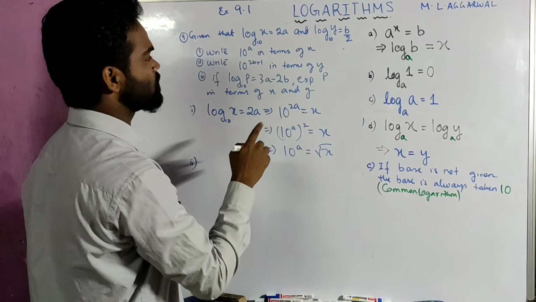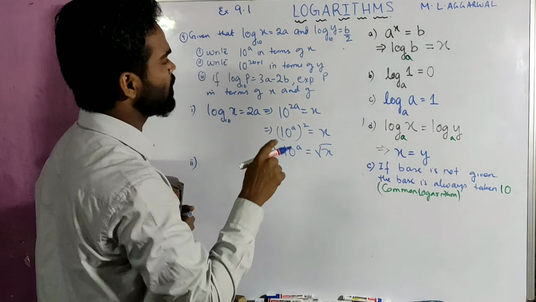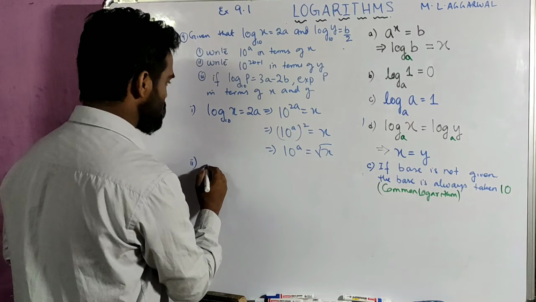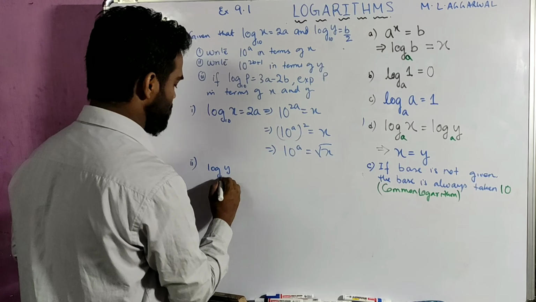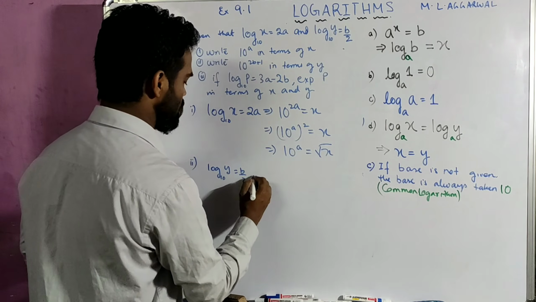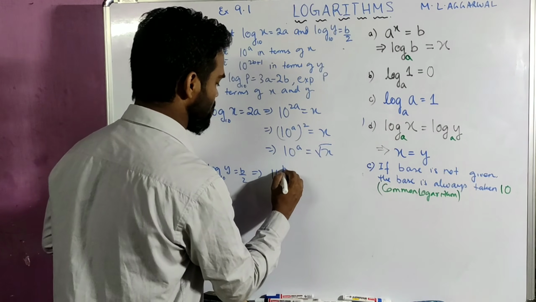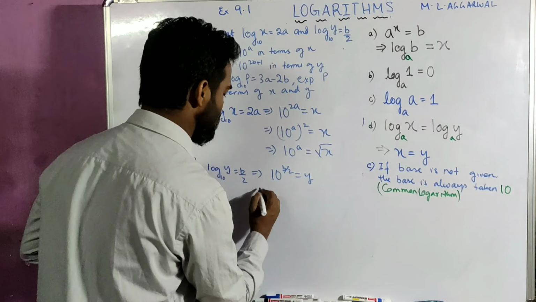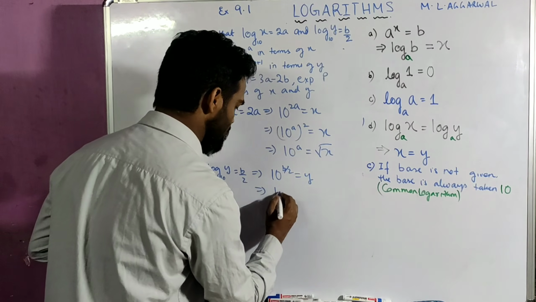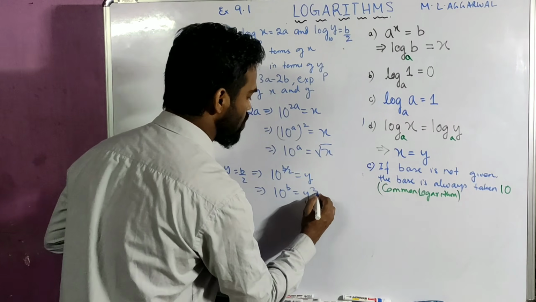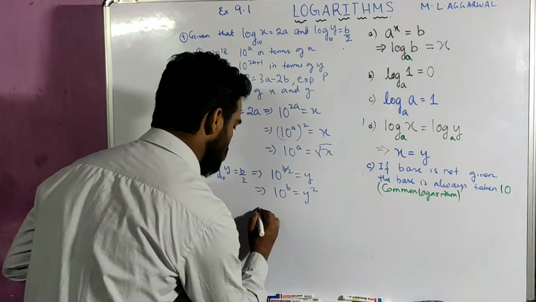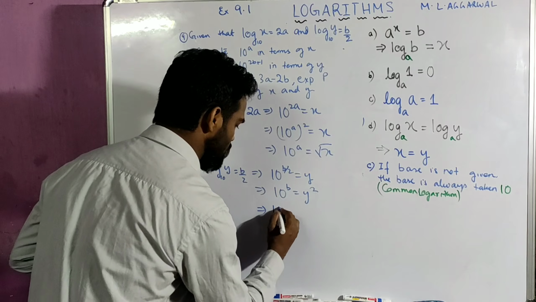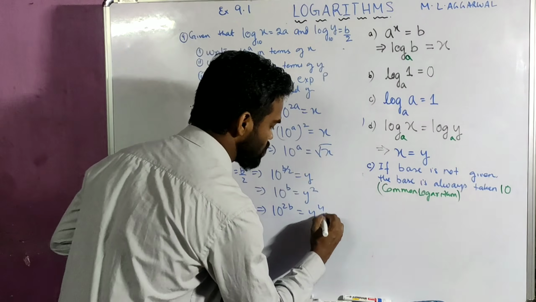Log y base 10 equals b by 2. Express 10 to the power 2b plus 1 in terms of y. So can I write log of y base 10 equals b by 2, which means 10 to the power b by 2 equals y. Squaring both sides, can I get 10 to the power b equals y square? Look carefully. Then again squaring, so 10 to the power 2b equals y to the power 4.